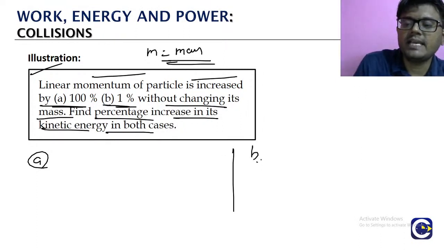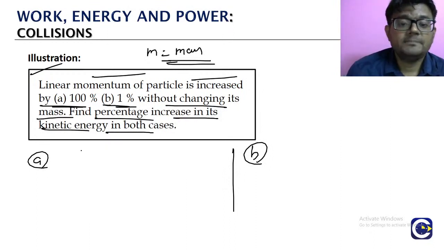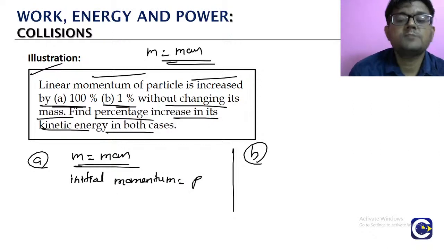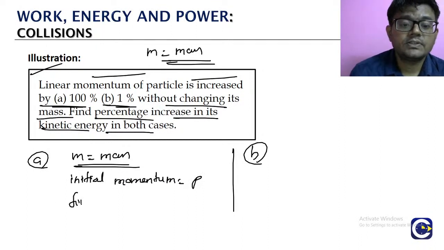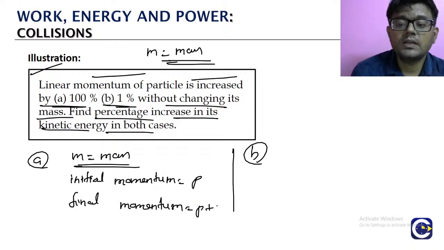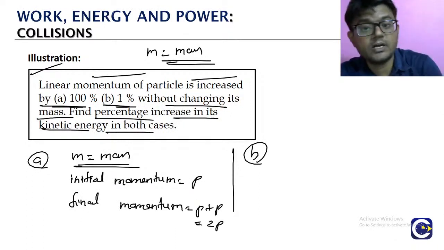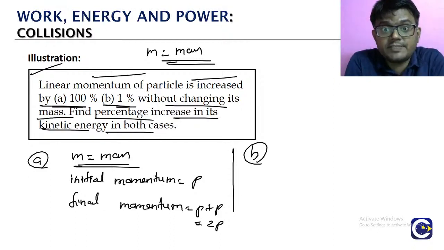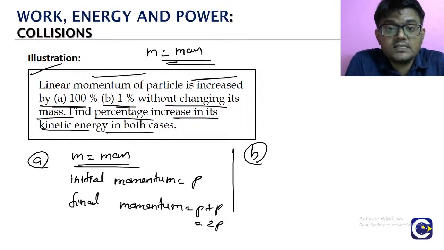So we have to separately look at case A and case B. Case A, mass is what? M. Okay. Initial momentum, let us say, is P. We are increasing momentum by about 100%. Means final momentum will be what? 2P, right? Why? Because 100% of P means again P only. We are increasing by 100% means what? It will be original momentum plus increase, which is P plus P, that will be 2P. That is the final momentum.